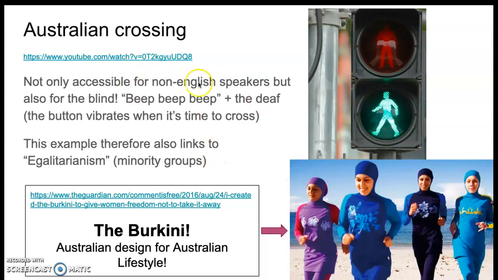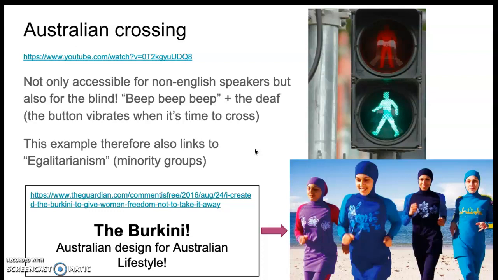Also, adding in another aspect to that is that we also have the beeping, whereas in America they often don't have the beeping. So if you're blind, you're going to stand there and never know when to cross because you can't hear the beeping and you can't see the man. And we also have, if you touch the thing that you press, it vibrates when it's time to cross.